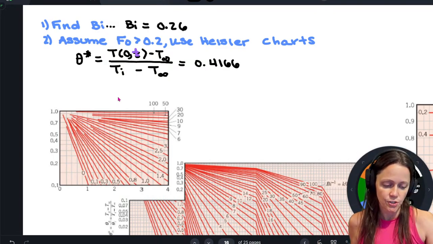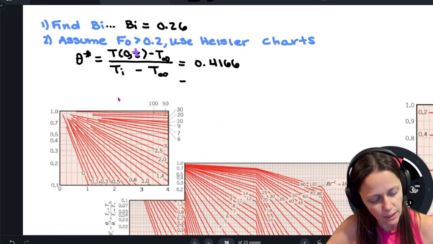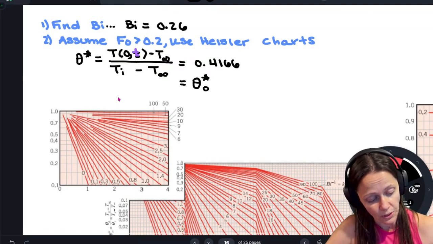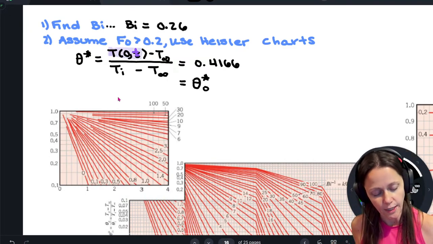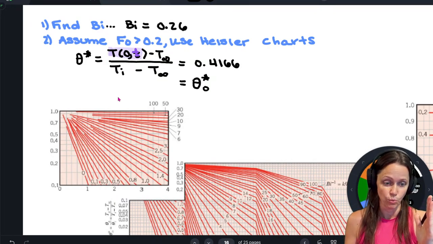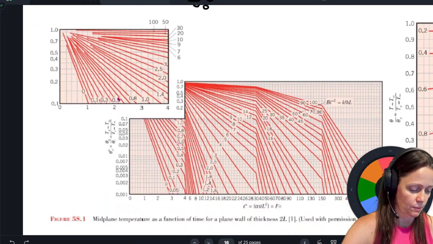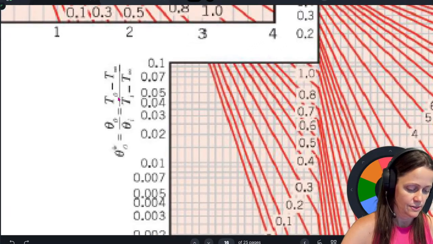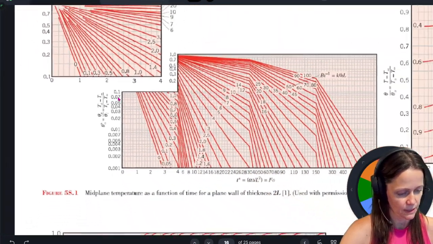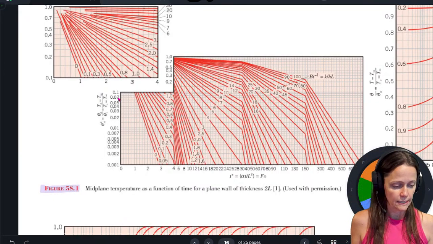So that theta star, in this case, sometimes you'll see this is actually written as a theta star with a little not, because this temperature right here is defined at x equals zero, right? And if you look at this first guy right here, you'll see that's exactly what we have. So yeah, little blurry, but that's what it is. So we're going to be looking at figure 5S1.